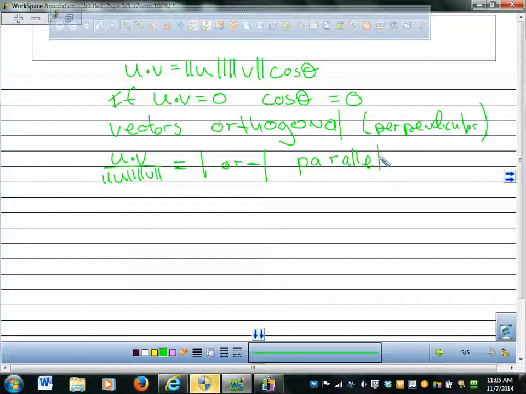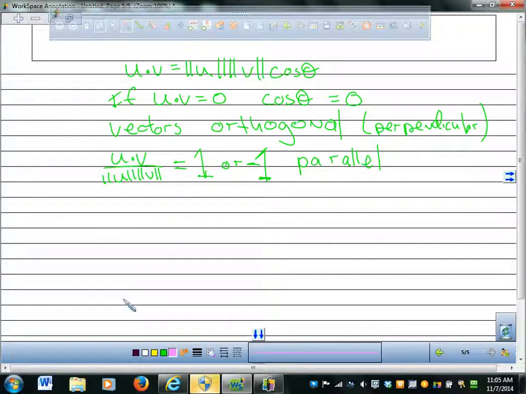Yes, Ambry? What did that say? Have u dot v over that, and then have an equal sign, and then. Oh, 1 or negative 1. I thought it said the absolute value, or minus. Yeah. That's what I thought it was.